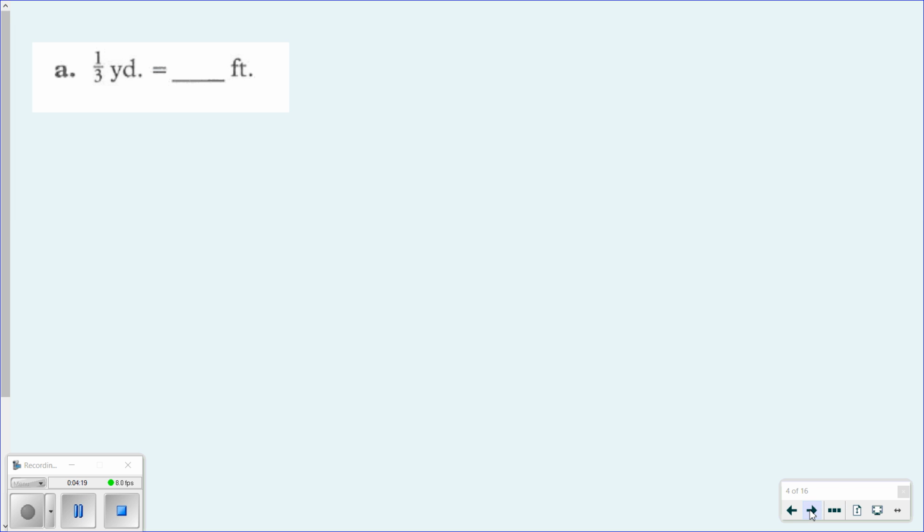Okay, so now we're going to talk about what happens if we are going from a large unit to a small unit. And we know large to small means to multiply. So we're going to set it up the same as we always do. 1, 2, 3. So yards to feet. Large to small means multiply. And I know that there are 3 feet in a yard.